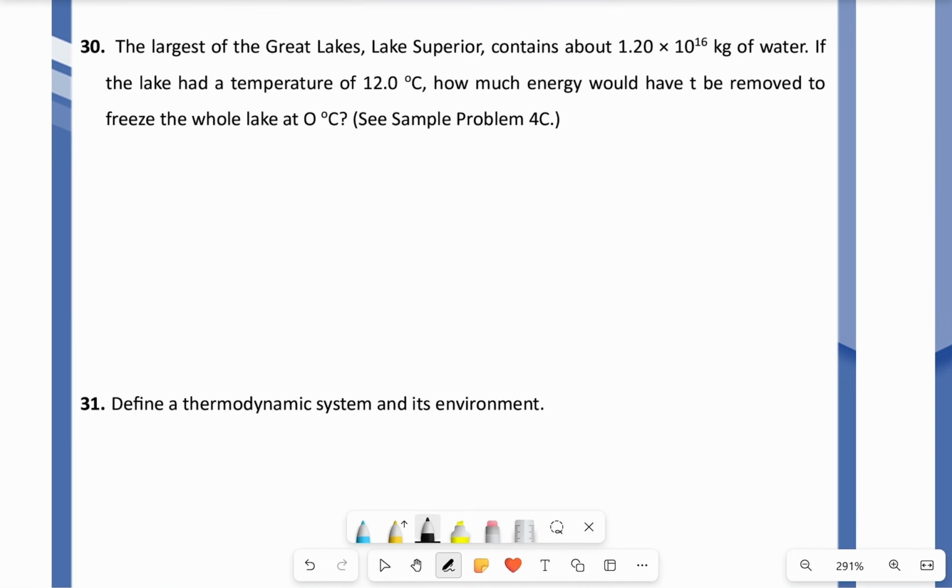Question 30. The largest of the Great Lakes, Lake Superior, contains about 1.2 times 10 to the power of 16 kilograms of water. If the lake had a temperature of 12 Celsius, how much energy would have to be removed to freeze the lake at 0? So we are going from 12 Celsius to 0, and we have mass, which is equal to 1.20 times 10 to the power of 16.